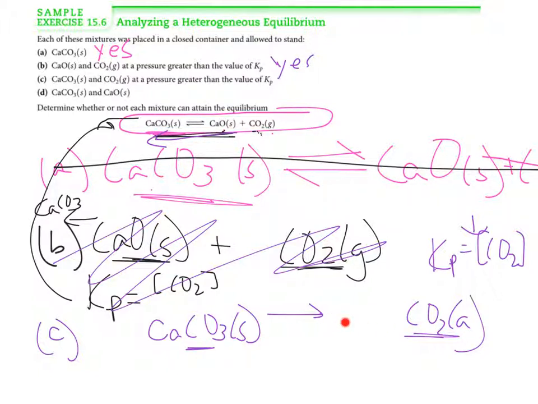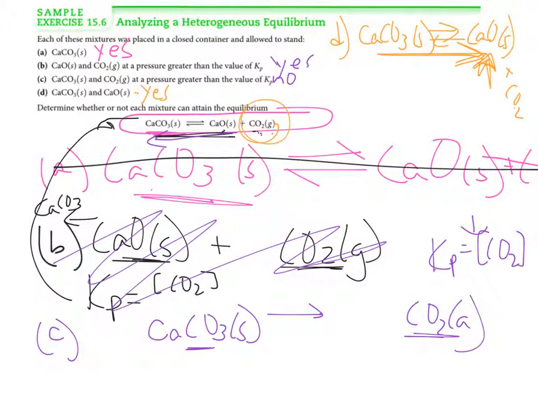This reactant doesn't exist. And because the pressure is greater than the equilibrium pressure for this gas, this is not going to decompose any further. The direction the equilibrium would go is left. We're going to talk about that more when we talk about Le Chatelier's principle. So the answer for this one is no. And then finally, okay.